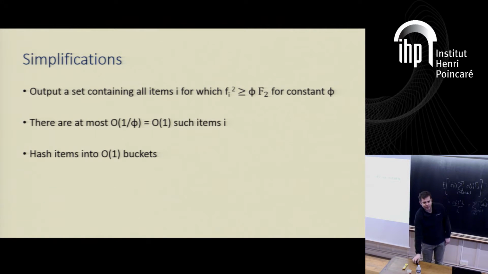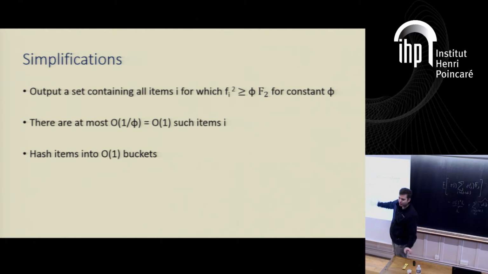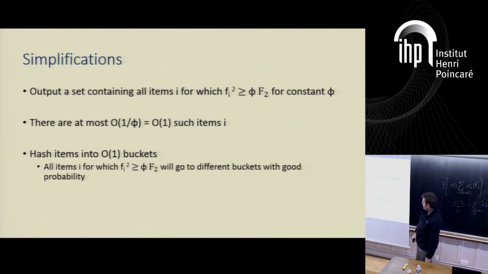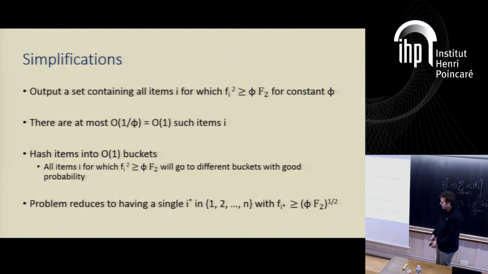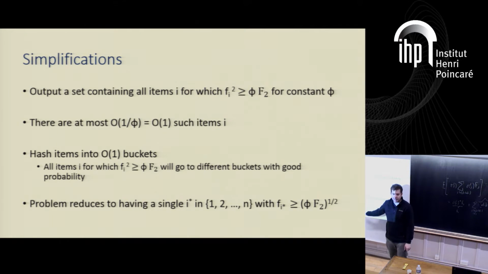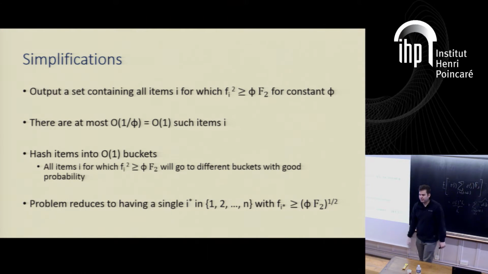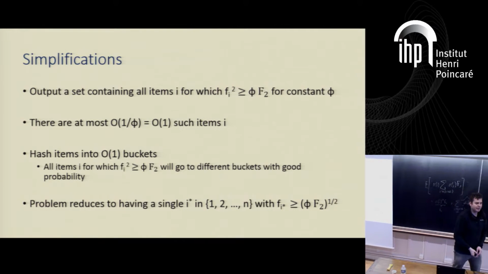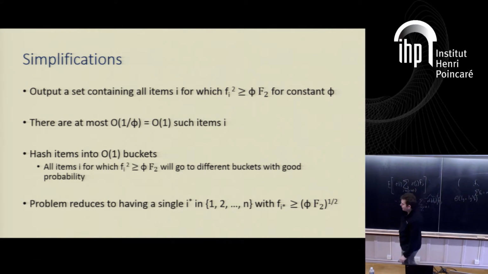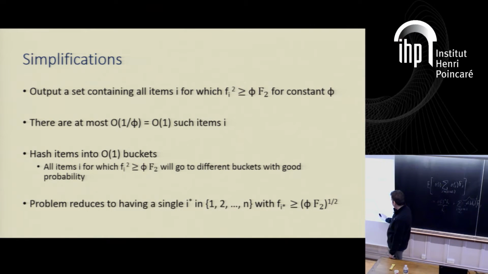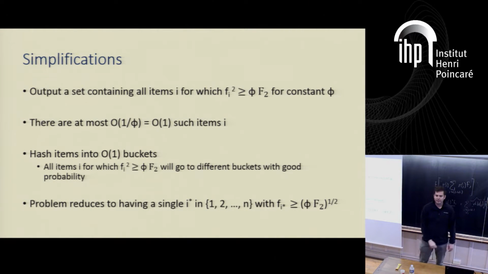Suppose at the beginning of the algorithm, I hash the items into a large enough constant number of buckets. Then all these heavy items will go to separate buckets. They'll be isolated with good probability. All those items get perfectly hashed with 1 over phi squared buckets. And so the problem immediately reduces to the following: we just have a single heavy hitter i star, and we want to find it. So we have some heavy hitter, f i star, whose frequency is at least square root phi f2.